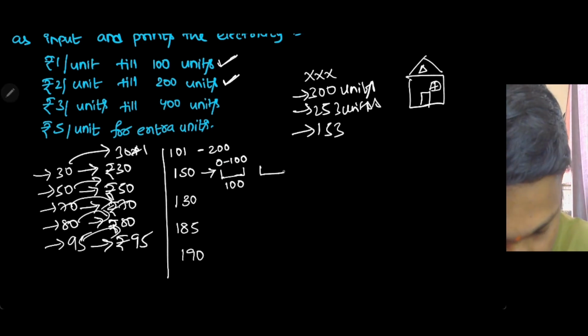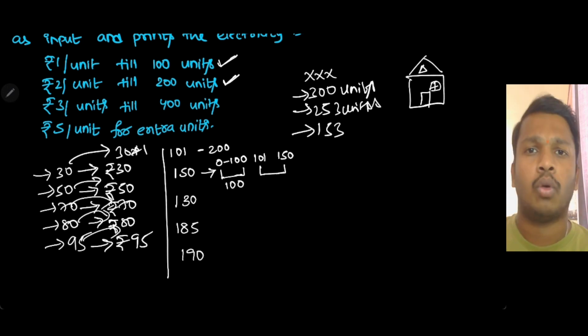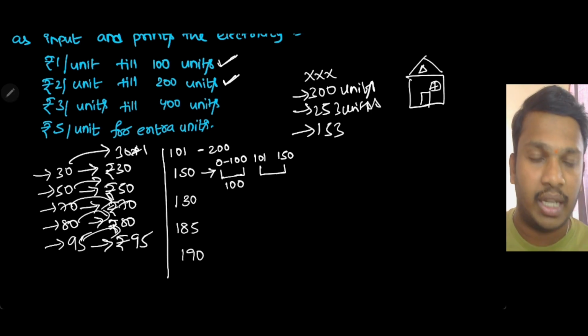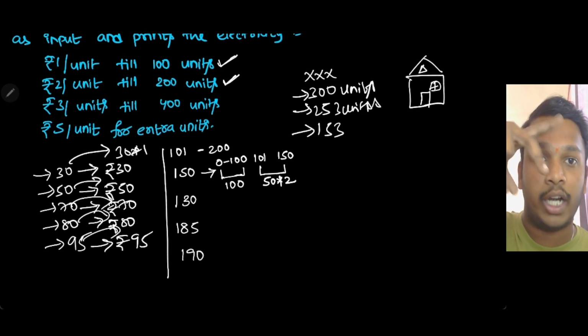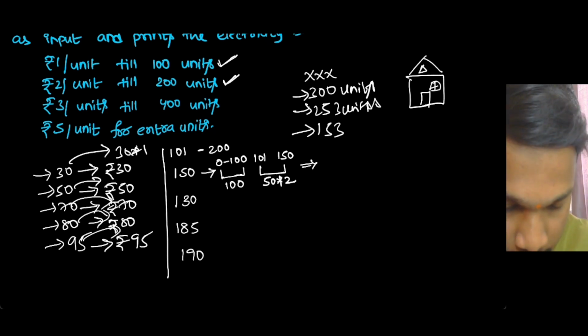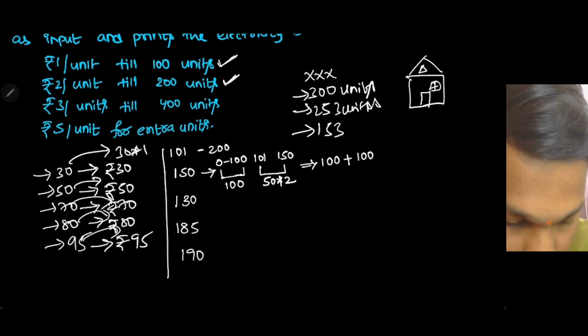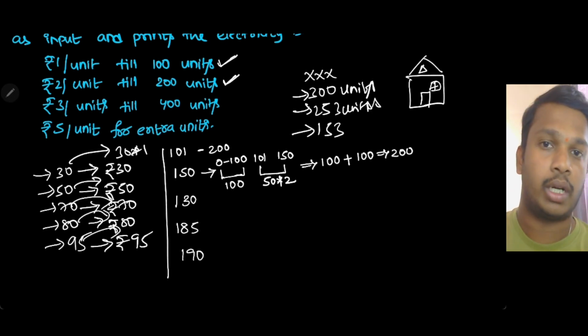Next, 101 to 150, the next 50 units, what will he pay? 50 times 2. Why? Because they told till 200, 2 rupees per unit. So he will pay 100 rupees plus 50 into 2, one more 100, which is equivalent to 200. Am I correct? 100 plus 100, total 200.